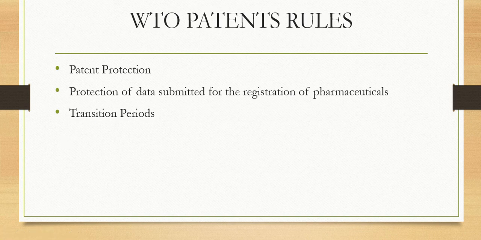So there are basically three rules of patent rules under the WTO, which is the World Trade Organization. There's something called TRIPS, which is the Agreement on Trade Related Aspects of Intellectual Property Rights, an international legal agreement between all the member nations of the World Trade Organization. So this TRIPS is an international agreement administered by the WTO. So under that, basically three rules are there.